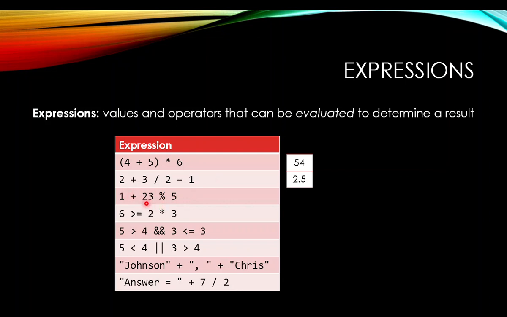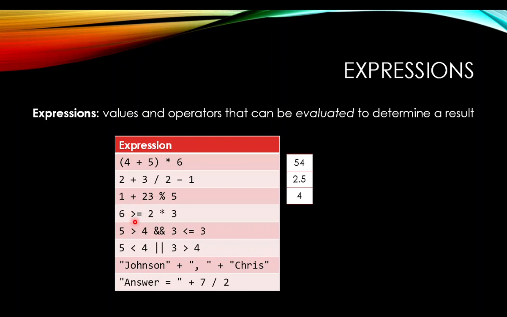How about the next one? Well, division-y and multiplication-y things happen before addition. So it's going to take 23 modulo 5, or 23 remainder 5. So we do that first. What's 23 divided by 5? Well, it goes evenly 4 times, but we don't care about the even, right? 4 times 5 is 20, but 3 is going to be left over. So we know that that's going to be 3. We add 1 to it, and that's going to be 4.